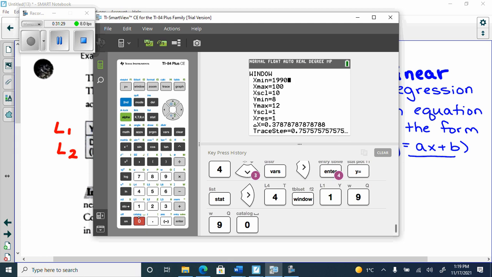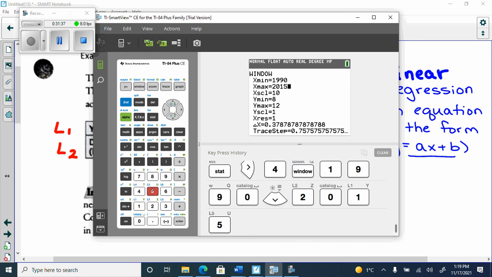2009. Make sure not to make this negative. 1990. It's 1990, and then your x max, I'm going to make it 2015, a bit bigger. Now I'm going to leave my x scale be 1. I'll show you that you can change it, but for right now I'm just going to let it be 1, because if your stress level increases by not knowing what to make your x scale, just leave it be 1. It's not going to affect it, but I'll show you how it just changes the look of the graph, okay? So we're going to leave it be 1.